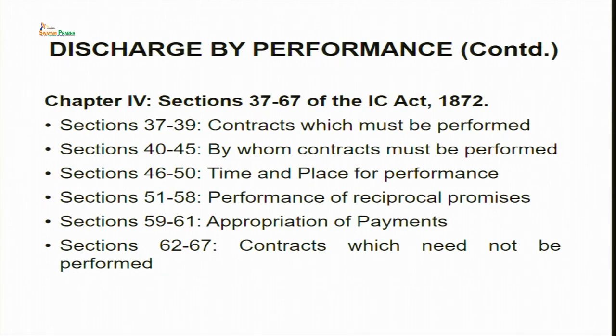So for the sake of convenience, I have divided these groups of sections on the screen and tried to make it easier for you to understand. Sections 37 to 39 deal with contracts which must be performed. Herein, reference is made to the performance of contract, to tender of performance, and also to a concept called anticipatory breach. We would be getting into details of anticipatory breach later in this session itself.